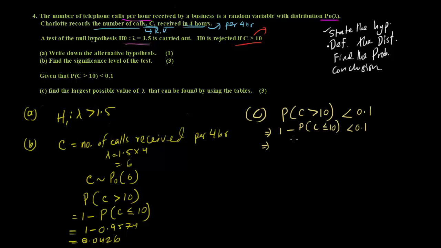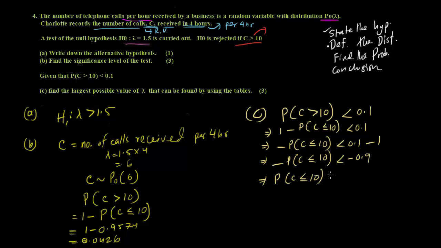So we can write minus the probability of C less than or equal to 10, and we can send this 1 to the other side. We can write minus 1. So that would be minus P(C ≤ 10) less than minus 0.9. The two minuses will cancel off and the inequality would be reversed, and that would be greater than 0.9. Now they are asking us to find the lambda.